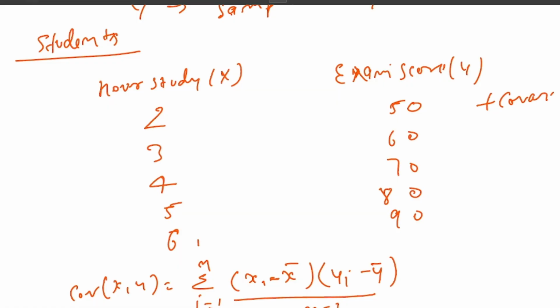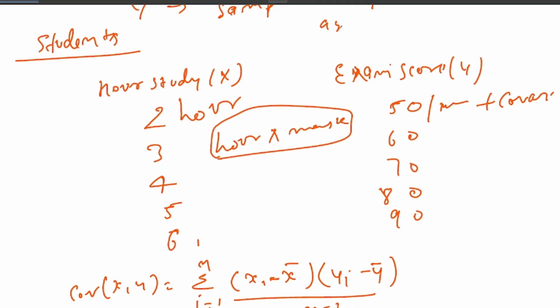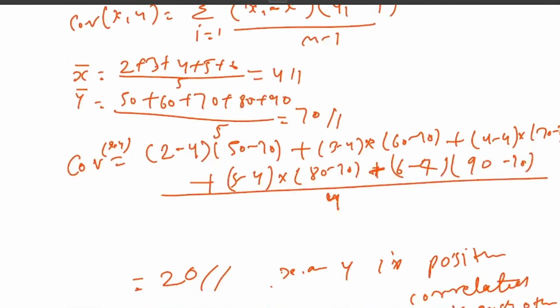If study hour is in hours and exam score is in marks, right? So the unit will be hour into marks. Or height into weight will be centimeter into kilogram, something like this. So we mix up the two units with each other, which is worthless. That is not the meaning of this unit. So this is the drawback of covariance. That's why correlation comes in.